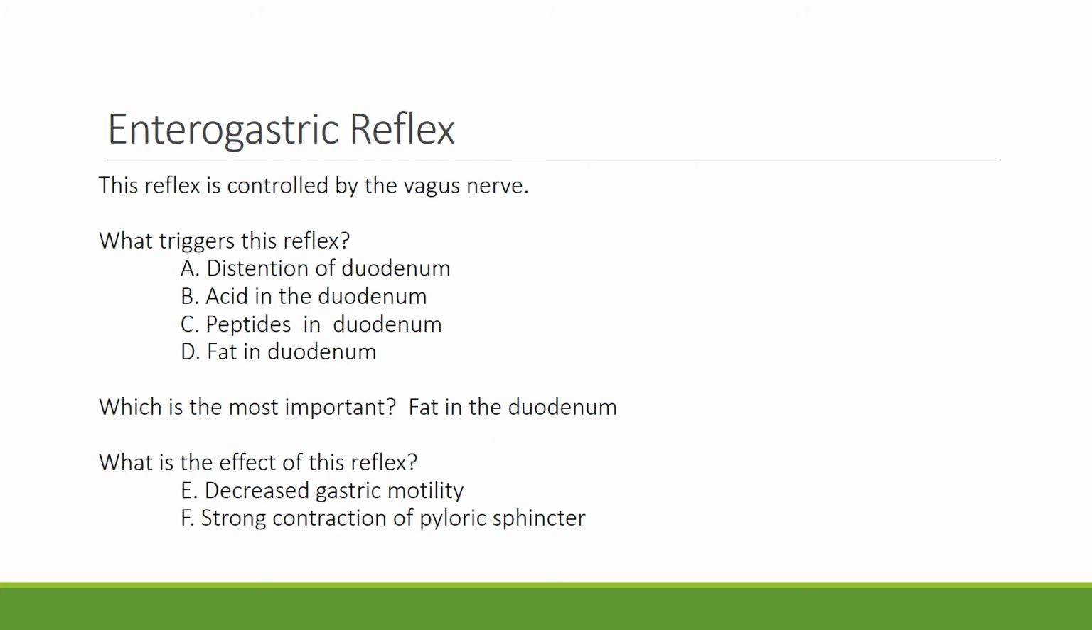The last factor we want to consider in gastric emptying is the enterogastric reflex, which is controlled by the vagus nerve. There are several triggers for this reflex. They include distension or stretching of the duodenum, acid in the duodenum, peptides in the duodenum, and fat in the duodenum. And the most important is the presence of fat. The effects of this reflex are to decrease gastric motility and a strong contraction of the pyloric sphincter.